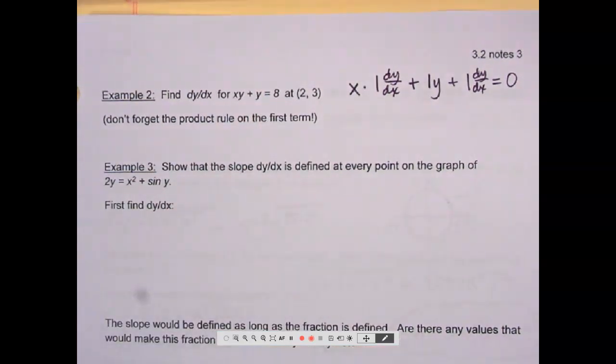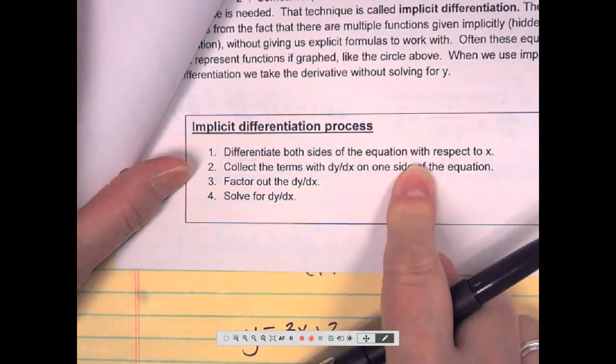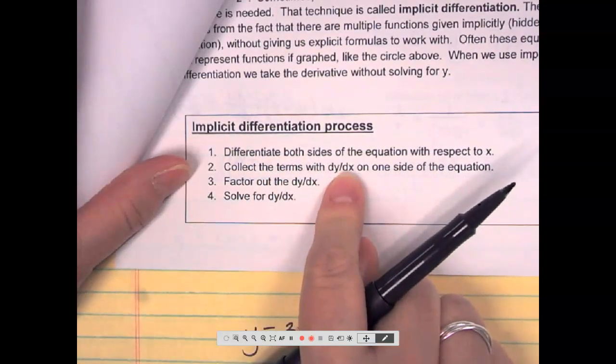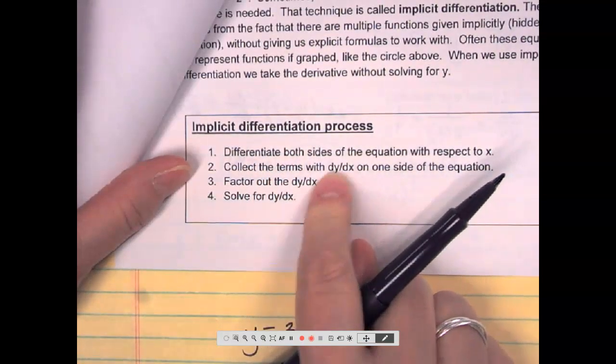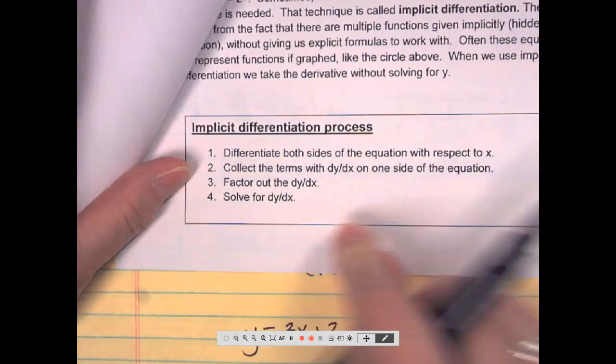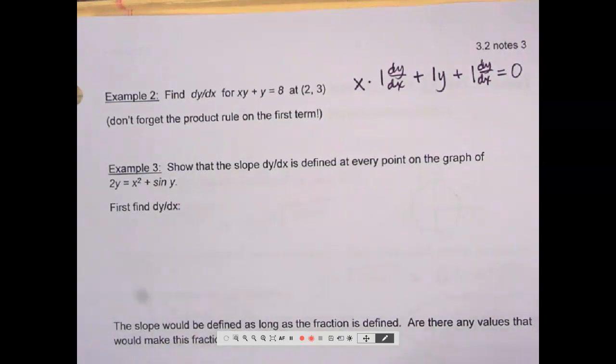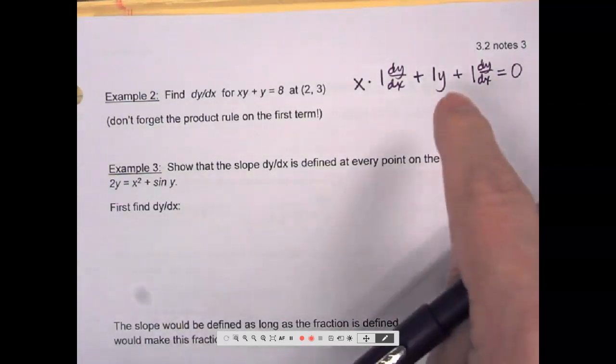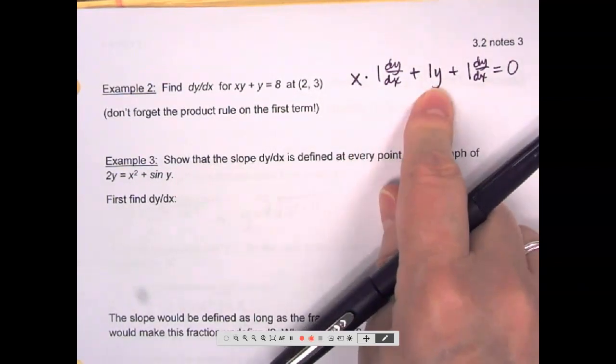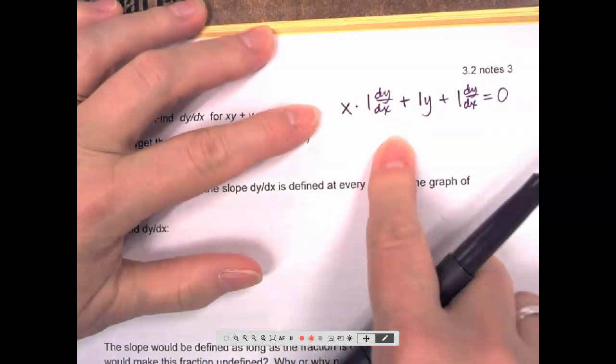Okay, so I want to get dy dx by itself. Let's go back and look at our list of steps. Differentiate both sides. We did that. Collect the terms with dy dx on one side, and then factor out dy dx. Anything that has a dy dx, I'm just going to keep on the left. Anything that doesn't is going to move to the right. What's moving to the right? These are multiplied, so really just the y.